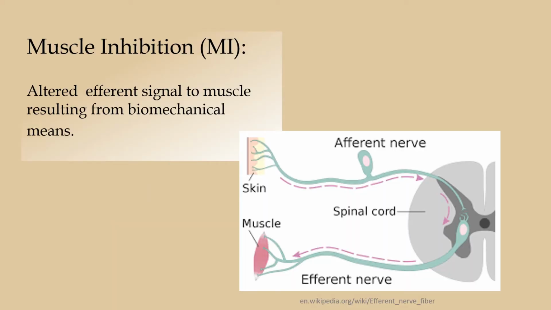So the simplest definition of muscle inhibition is that it represents an alteration of the efferent signal from the spinal cord to the muscle. We'll only be talking about biomechanical causes for this. Obviously, there are other reasons, for instance, primary neurological conditions such as MS, but we'll limit ourselves to the mechanical reasons. There are different mechanical reasons why this happens, but the net effect is the same. It's distortion of that efferent signal.